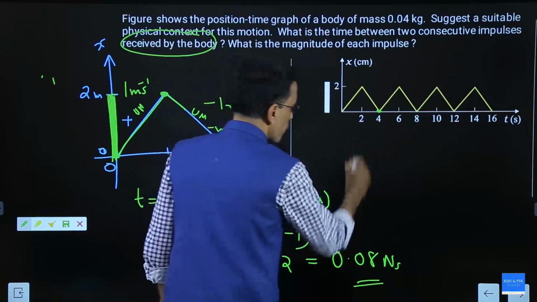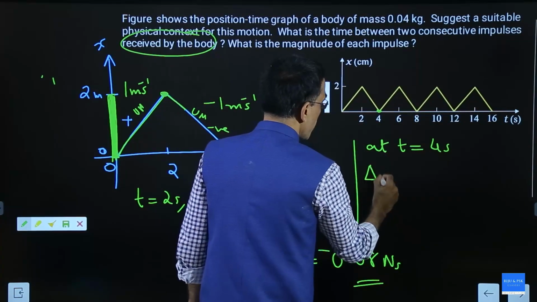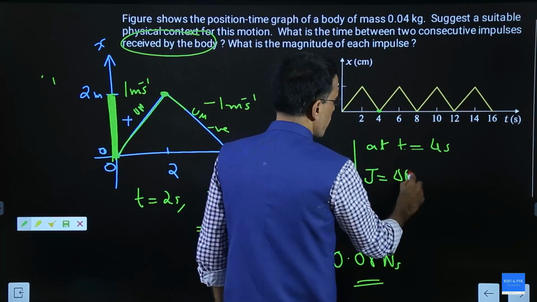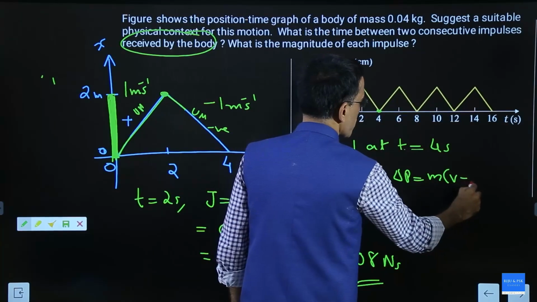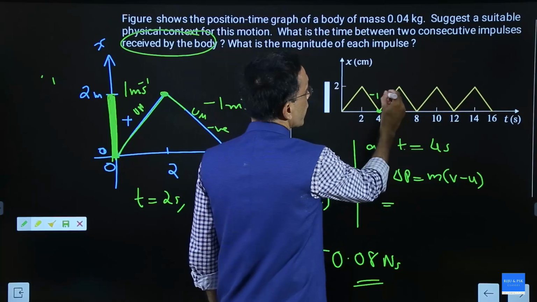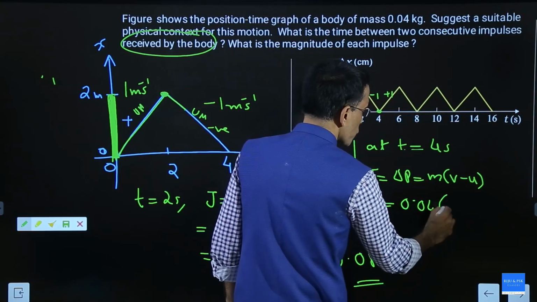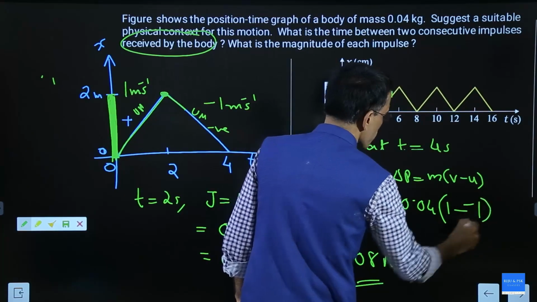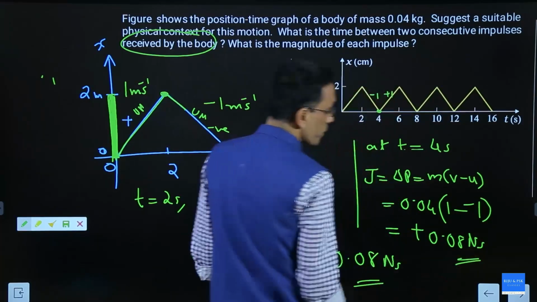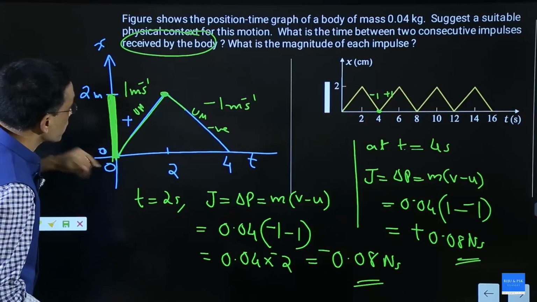At 4 seconds what will happen? At t equal to 4 seconds, the change in momentum, impulse is change in momentum, impulse equal to delta p equal to m into v minus u. And here at 4 seconds, initial is minus 1, final is plus 1. So this will give you 0.04 into 1 minus minus 1, which will give you plus 0.08 Newton second. I can see these two impulses are in opposite direction. One is given at that point, another is given at this point.